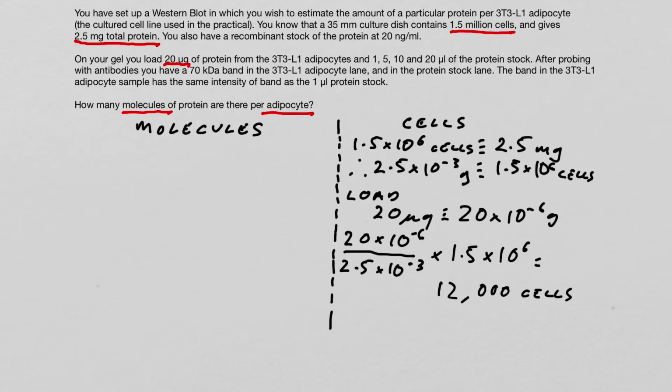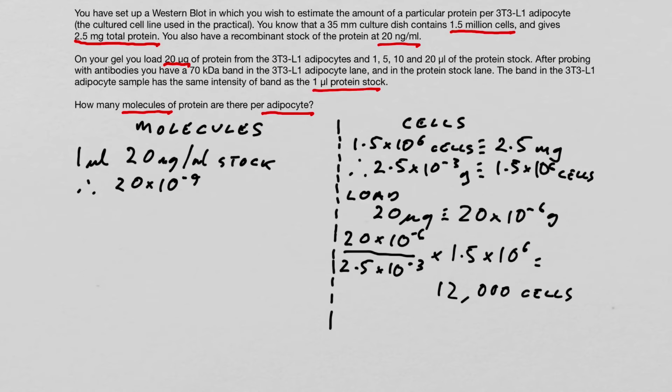Now let's look at the number of molecules we've got present. We know that the stock protein lane, 1 microliter of the protein stock, gives the equivalent protein of 12,000 cells. So what we need to do is work out how much protein we've got present. To do this, we take the concentration of the protein, 20 nanograms, which is 20 times 10 to the minus 9, and divide it by 1000 because there are 1000 microliters in a mil. This gives us an answer of 20 times 10 to the minus 12 grams.